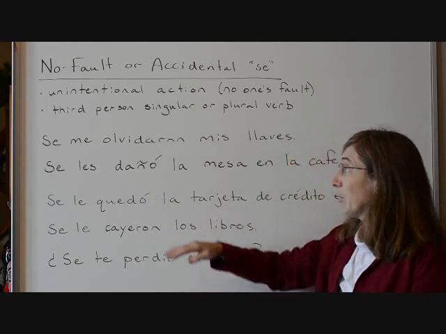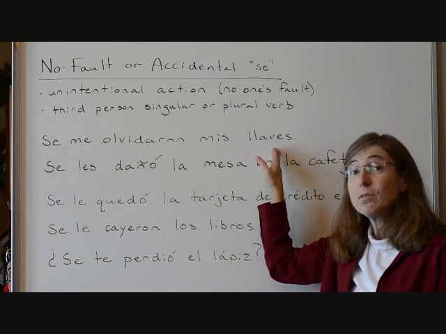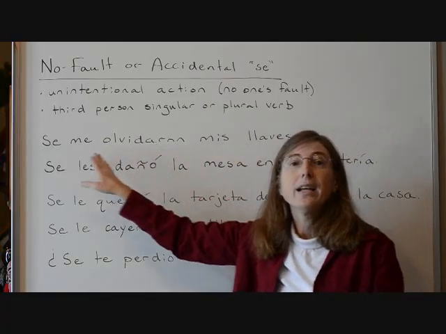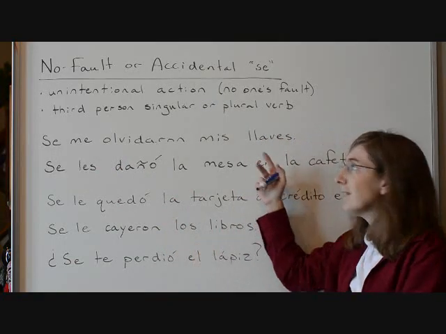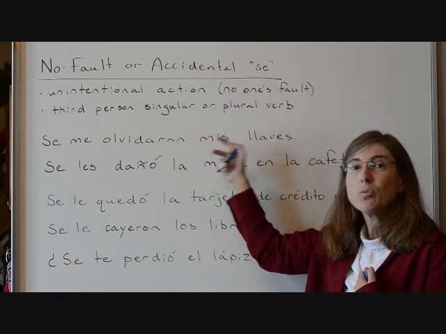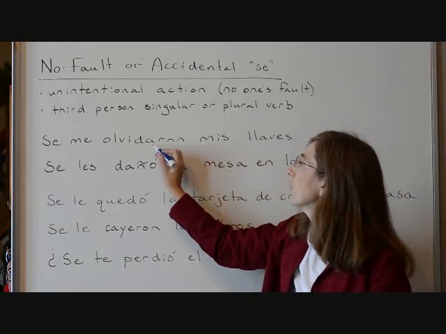So here's the first example. Se me olvidaron mis llaves. Okay? The keys were forgotten and it happened to me. Now let's look at the parts of this sentence. We have the keys, mis llaves, my keys. They're plural, and so we're using the third person plural form of the verb. Olvidaron.